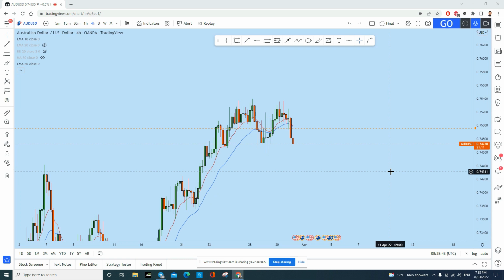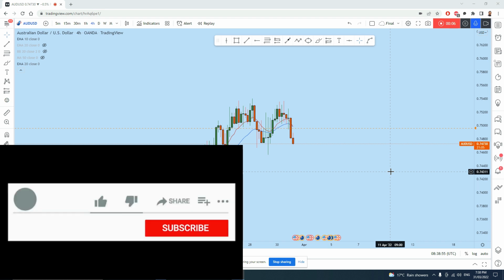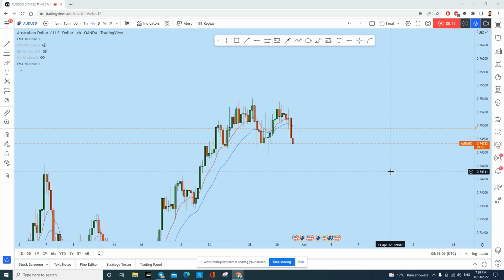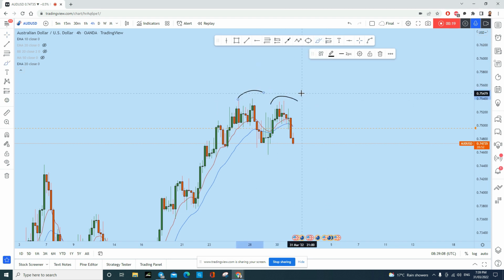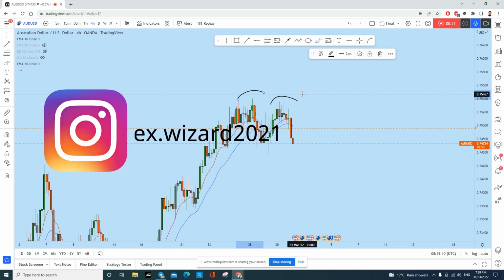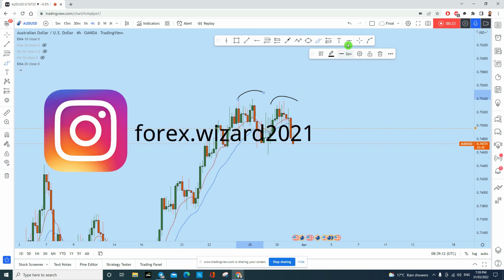What's up, traders? So let's do a complete multi-time frame analysis of Aussie dollar. Let's see what kind of trading opportunity we have in this instrument. What you see on the screen is Aussie dollar 4-hour time frame. In this time frame, we have seen that Aussie dollar has created a double top formation with a lower high. So we might find a trading opportunity in this time frame.